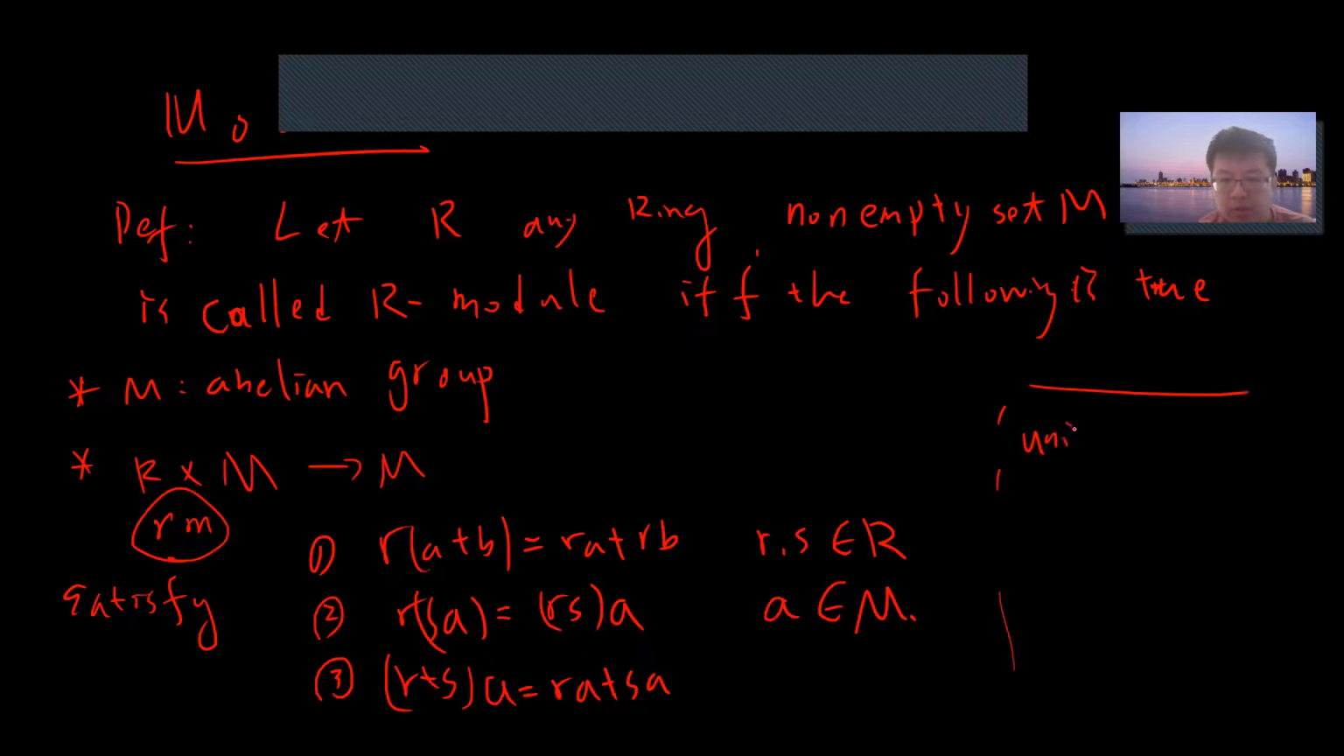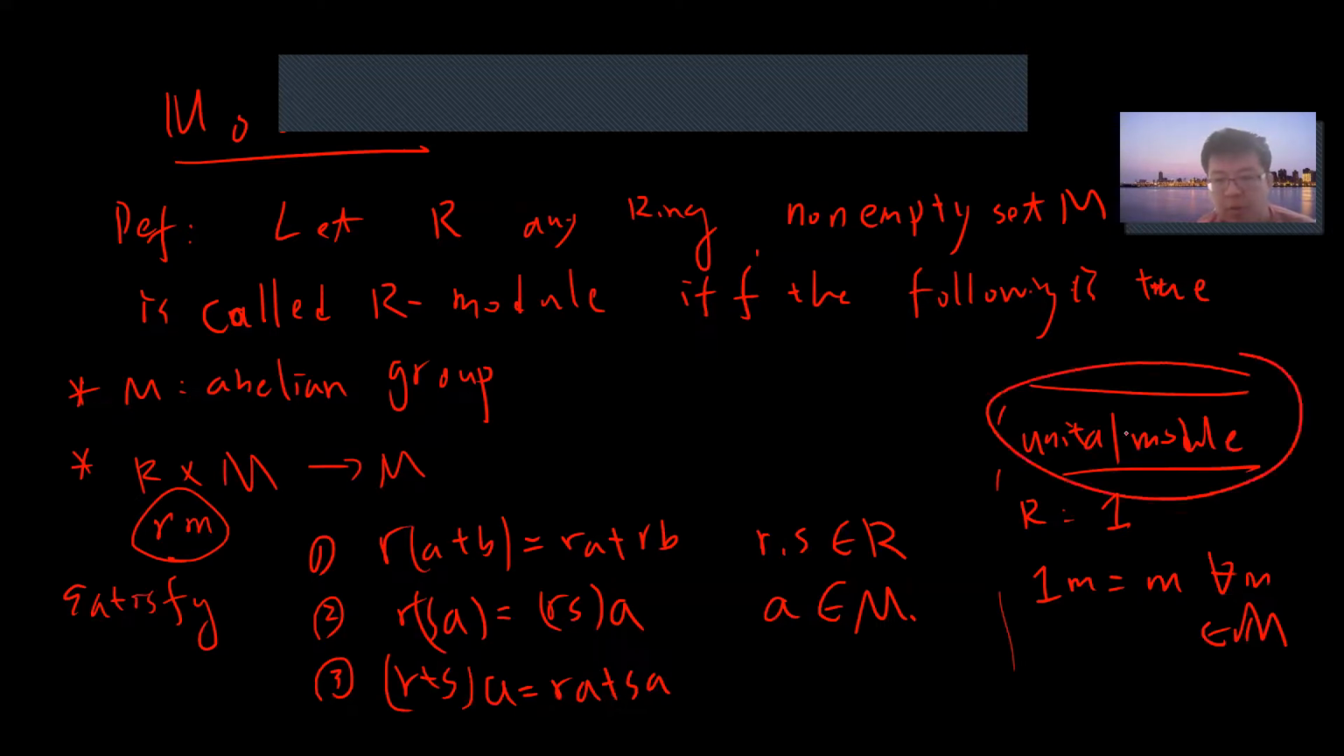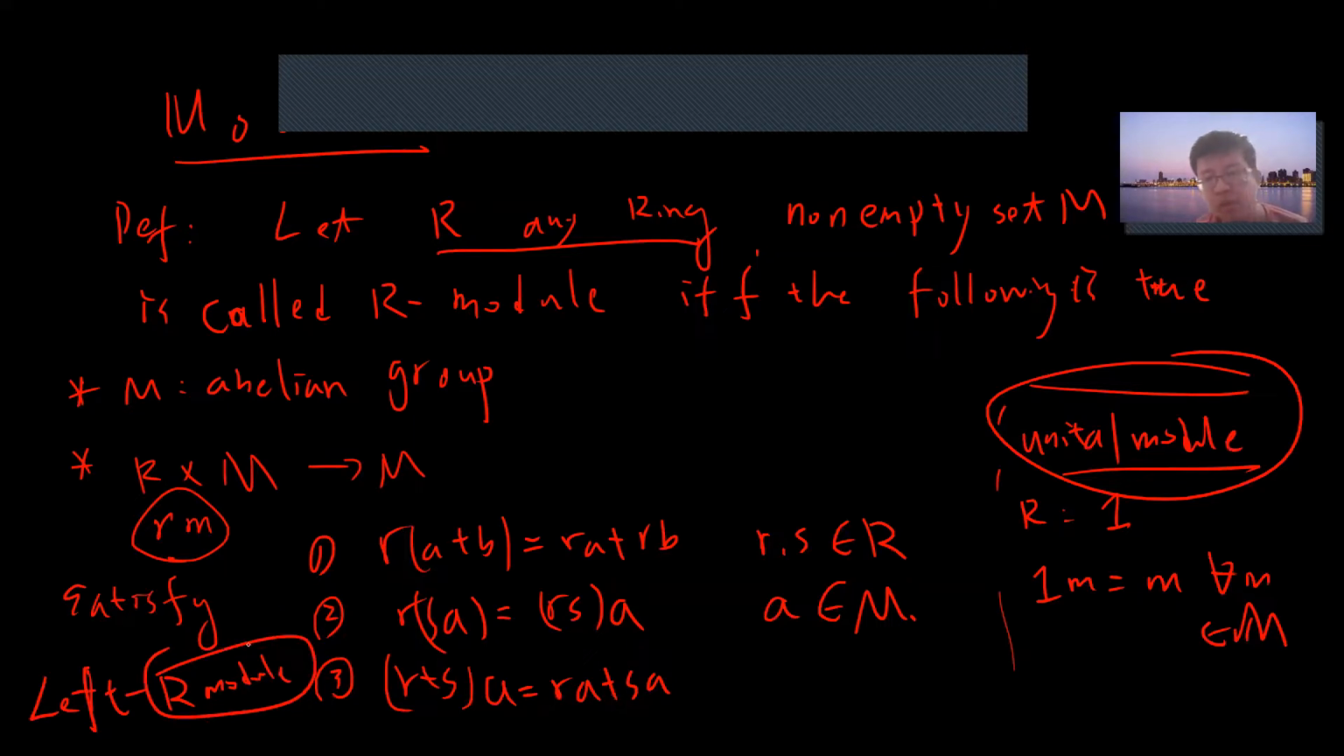Some language: if one says a unitary module, it means that the ring is assumed to have an identity, and also 1 times m equals m for all m in M. In this video we focus on unitary modules, and our ring must be commutative with identity. Actually, this definition refers to a left R module. Once you have this property, then I would say M is a left R module.